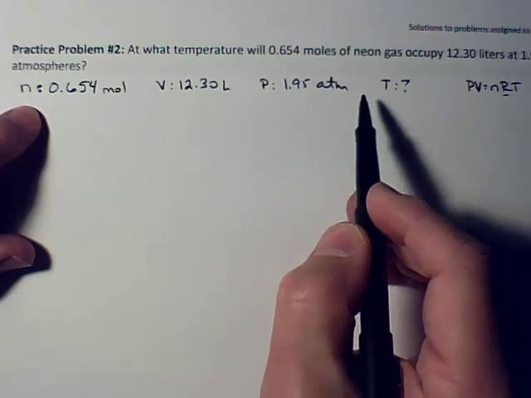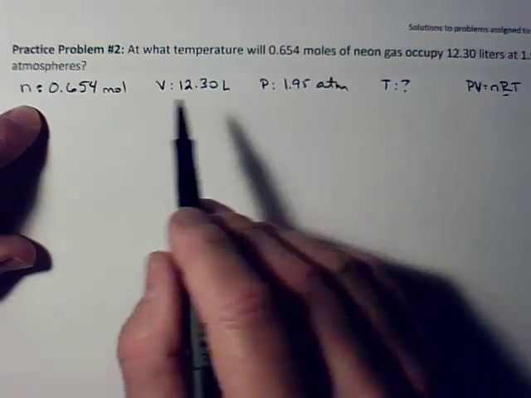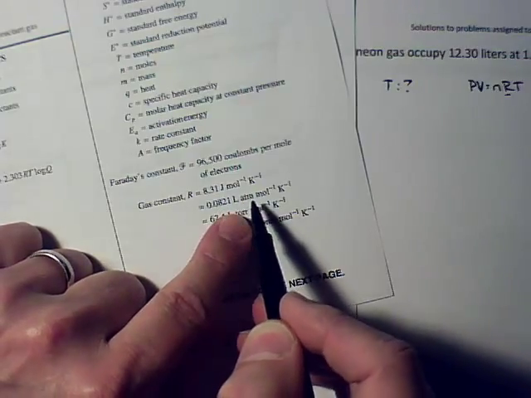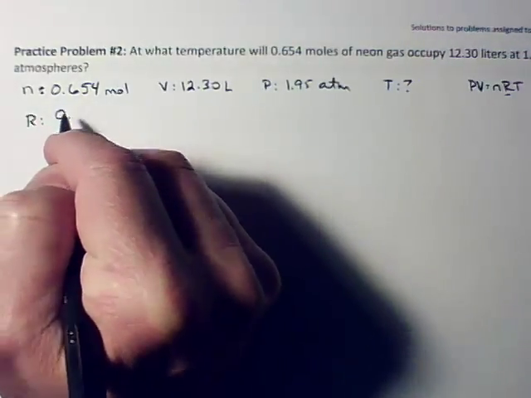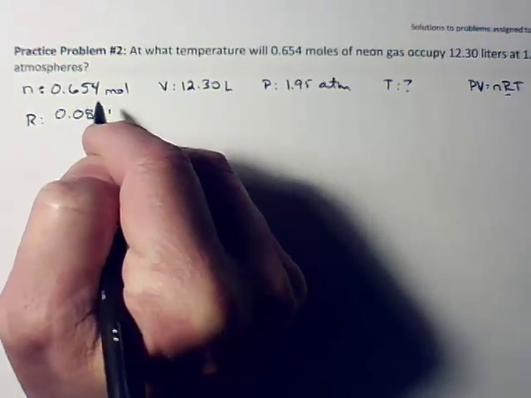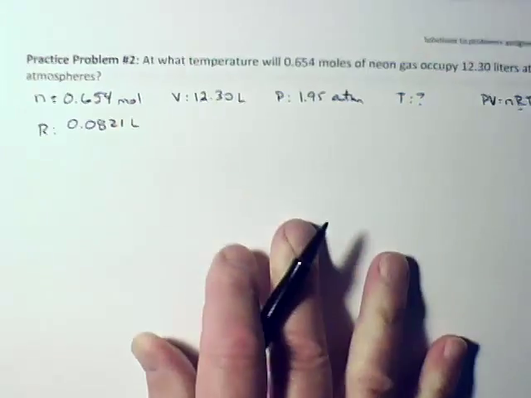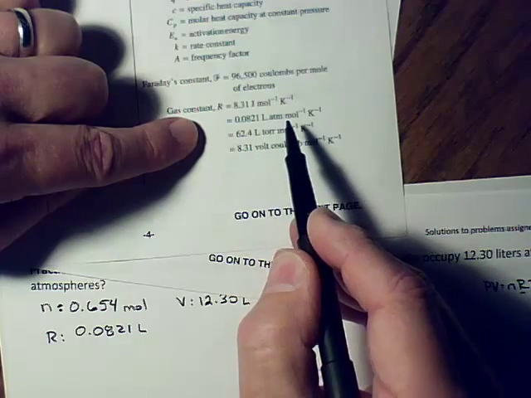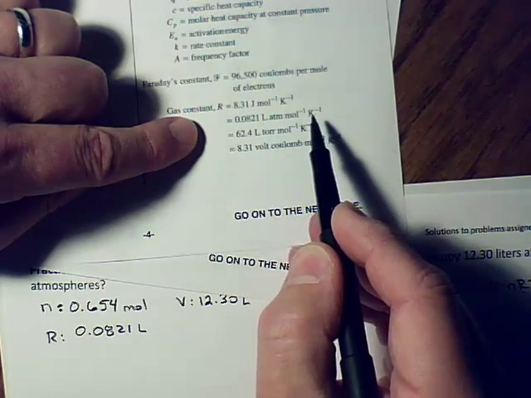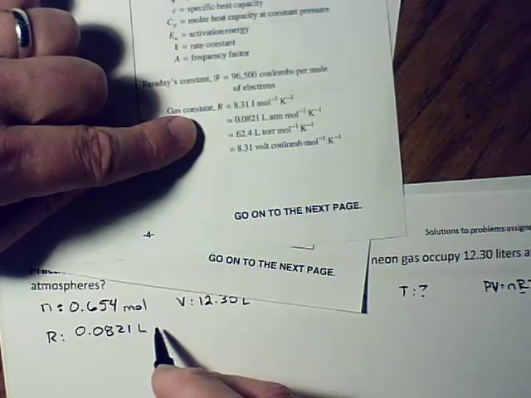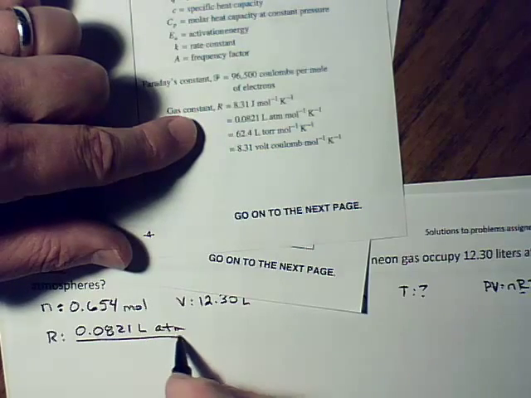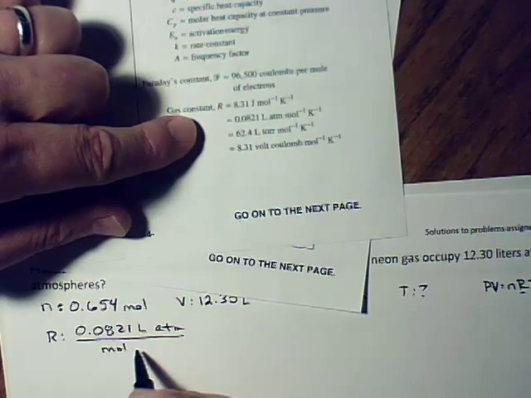I've got P, I've got V, I've got n, trying to find T, so all I need is to figure out which R to use. The version of R that has atmospheres in it is this one right here: 0.0821 liters. Now it's shown in here as liters, atmosphere, moles exponent -1, K exponent -1. And what that means is that moles and K go on the bottom of a fraction.